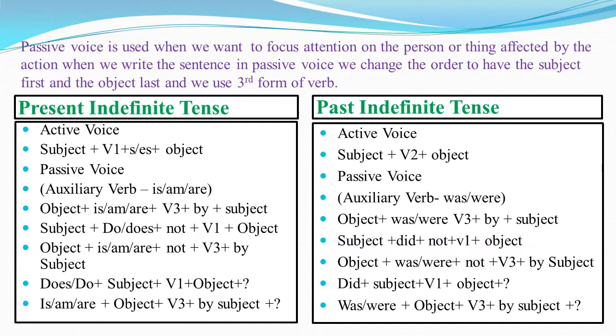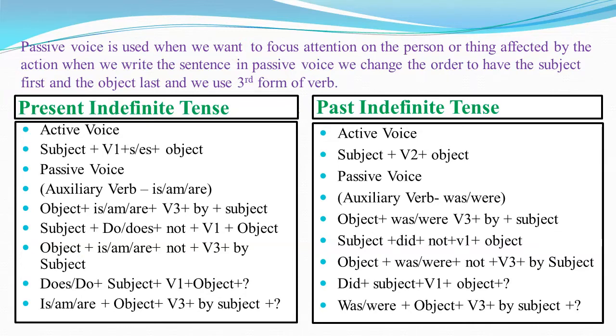Alright, in the negative sentence in active voice we will write first subject and then did and then not, first form of verb and then object. Okay, second form will be changed into first form because we use did here. Alright, and then we make passive voice. The structure is object, then was or were, then not, then third form of verb, by, and then subject. We will use was or were according to the object. If the object is singular we will use was, and if the object is plural we will use were.